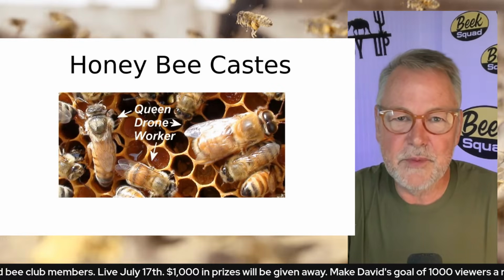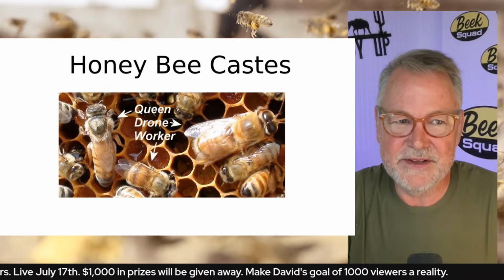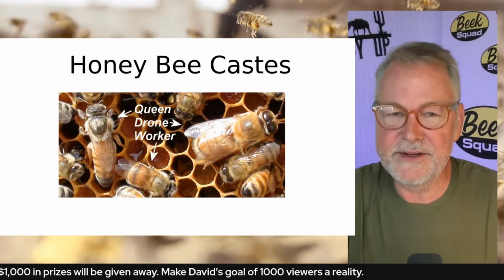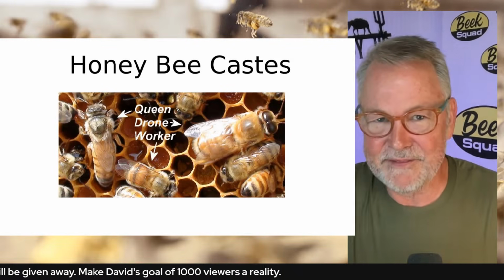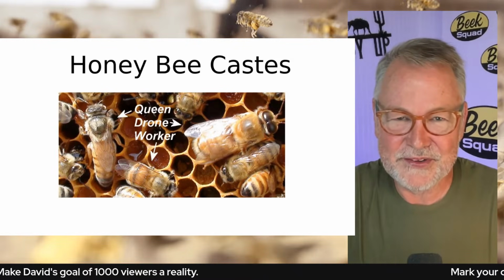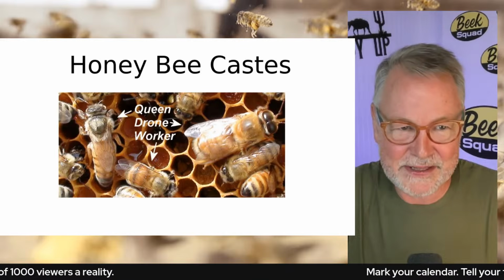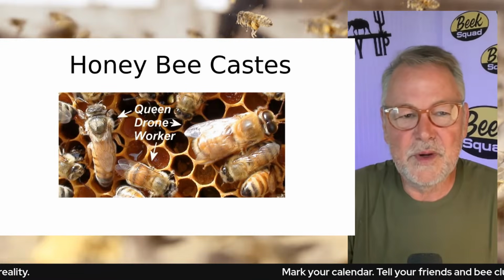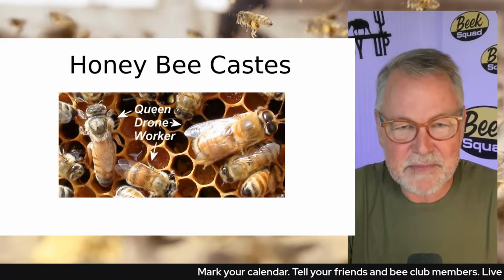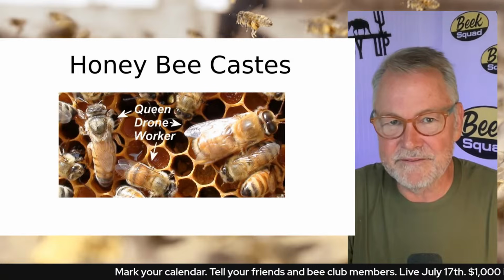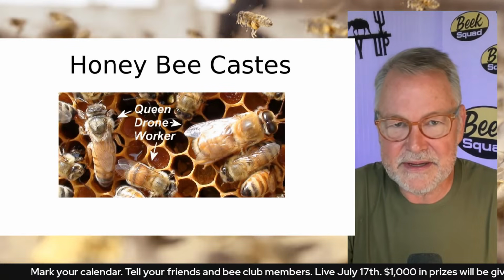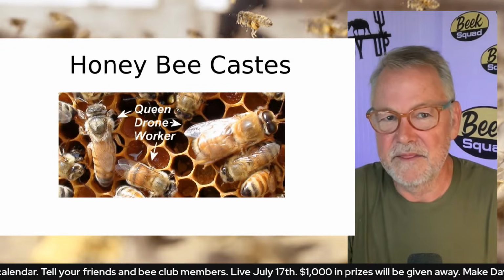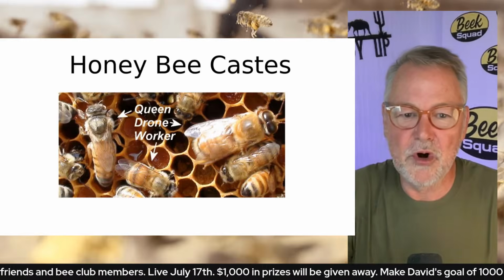How many castes are there when it comes to honeybees? That's a question that oftentimes gets asked, and I want to tell you what my scientific opinion is, based on smarter people than I am explaining this. So we would typically say, and I've said it before, there are 3 castes of bees within a honeybee hive: the queen, the drone, and the workers.